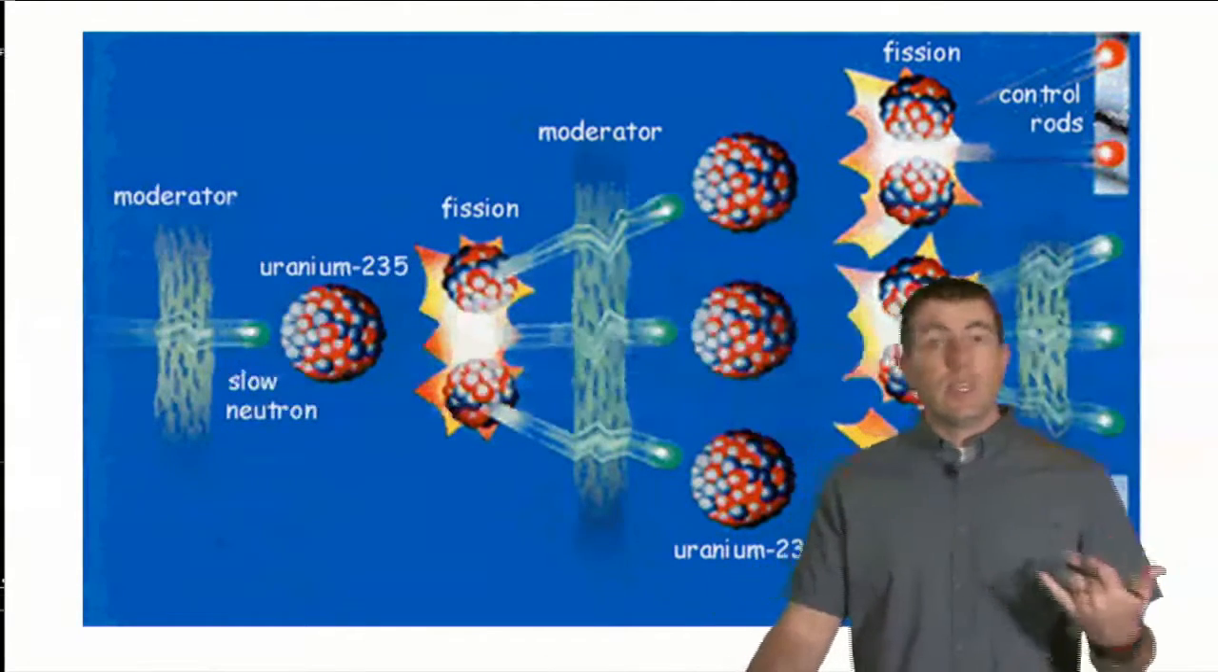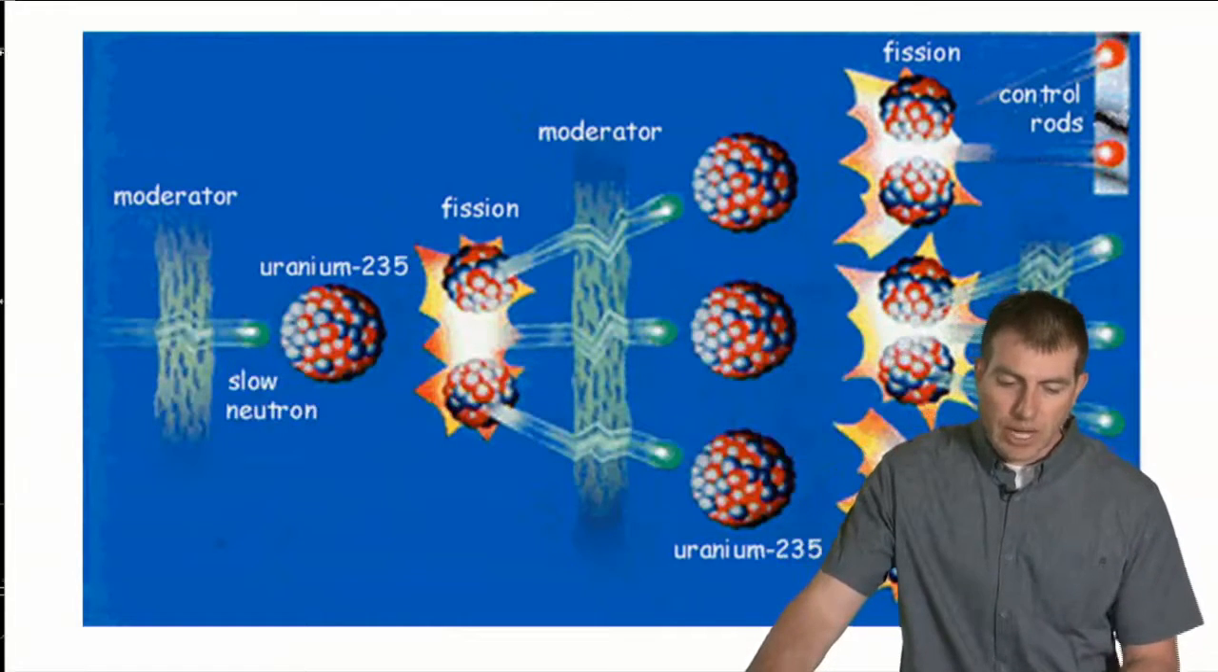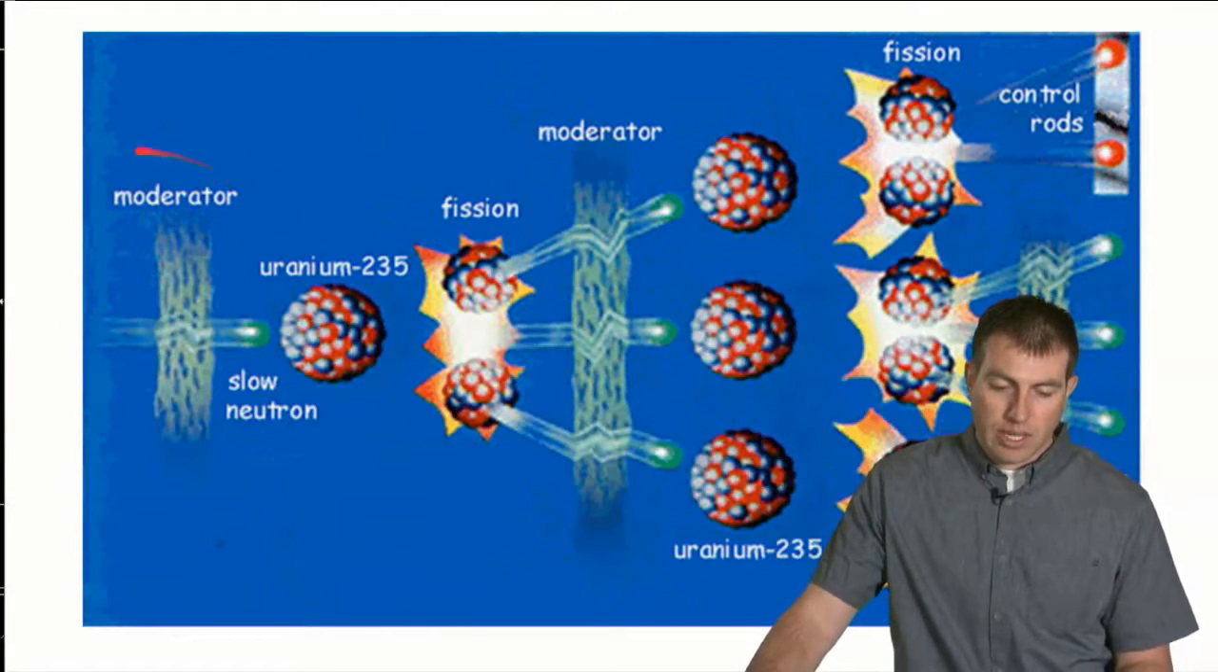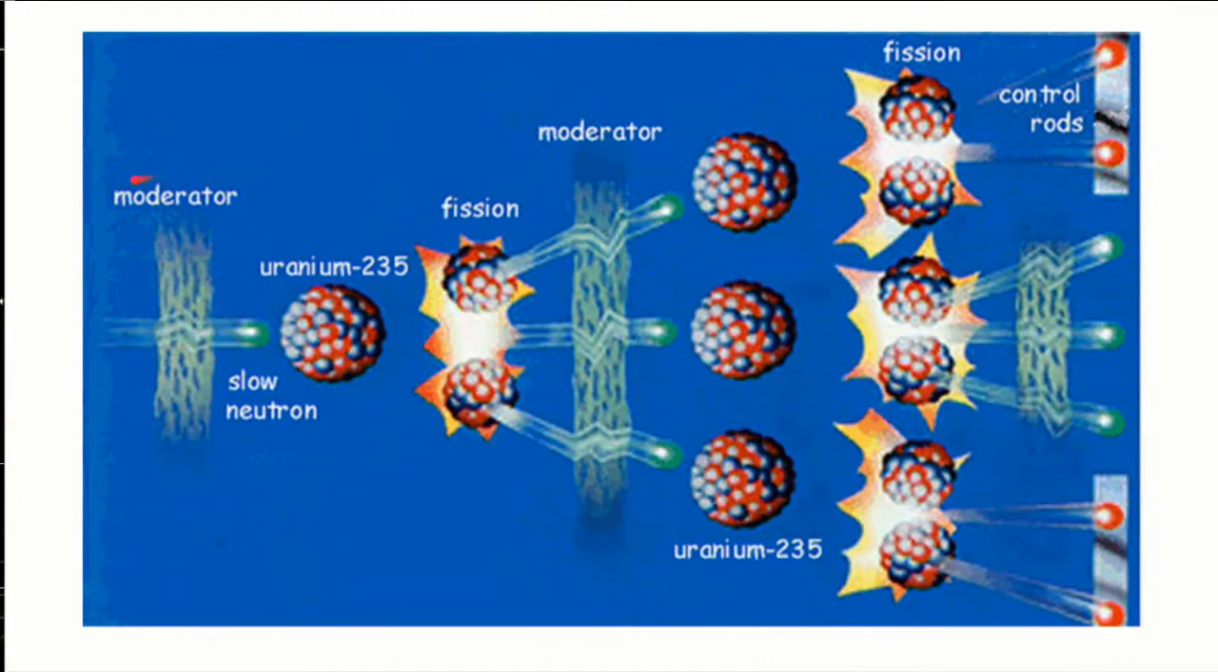So this is the idea behind this sort of chain reaction. You have a moderator, which is heavy water, which is kind of like H3O almost, instead of H2O. It slows down the neutrons. Neutrons can get going so fast that they don't get absorbed by uranium and they just zip right through them.